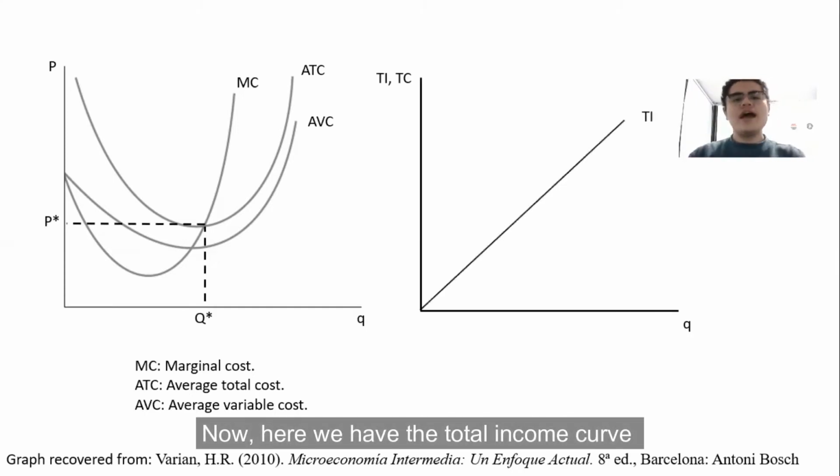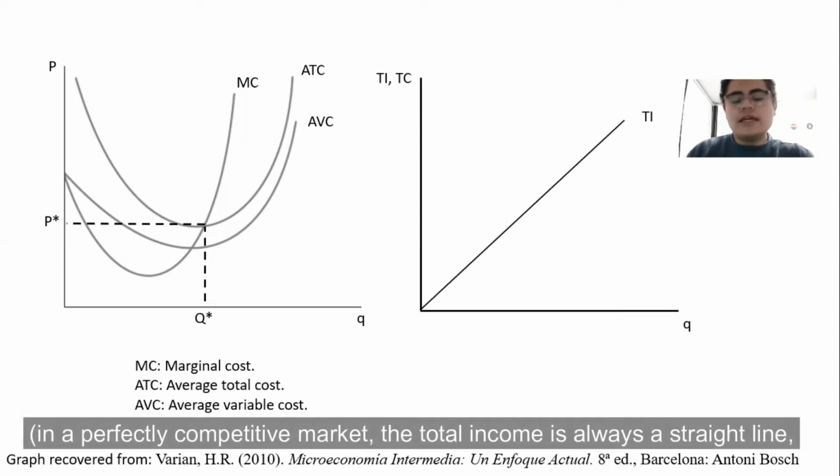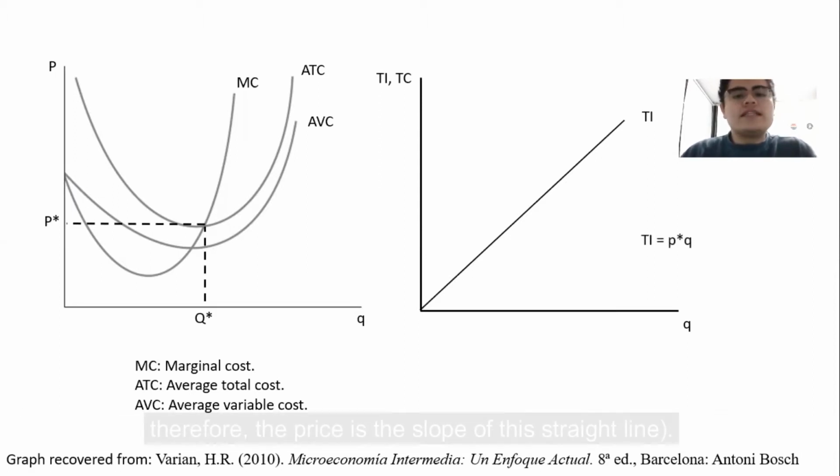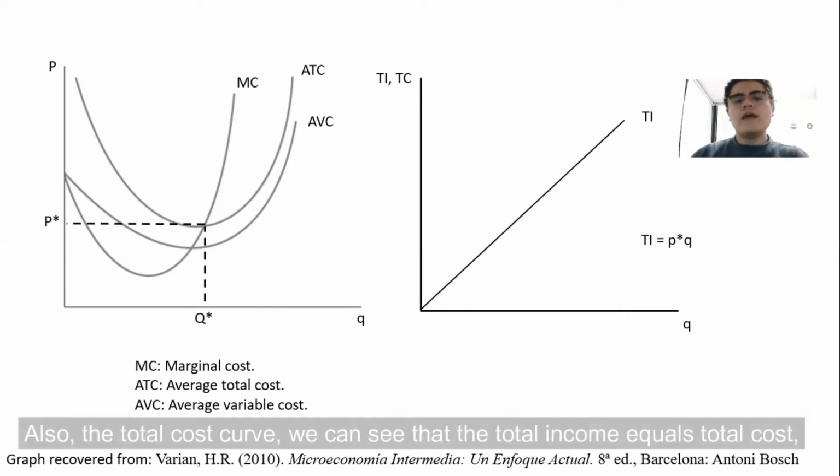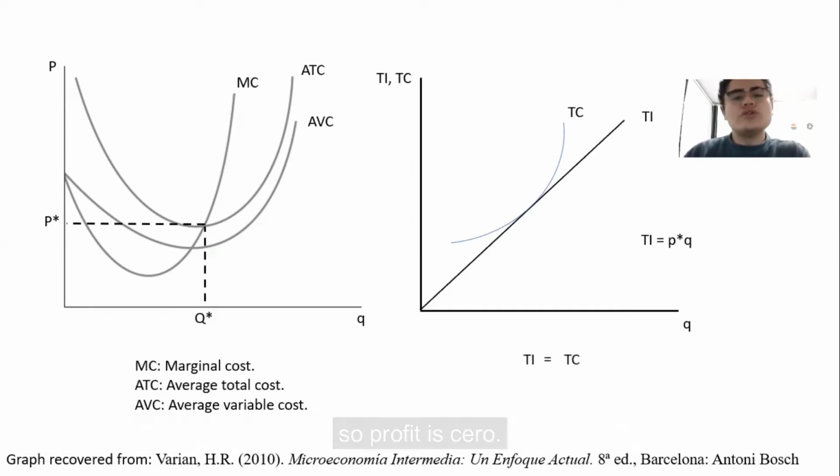Now, here we have the total income curve. In a perfectly competitive market, the total income is always a straight line. Therefore, the price is the slope of this straight line. Also, the total cost curve. We can see that the total income equals total cost, so profit is zero.